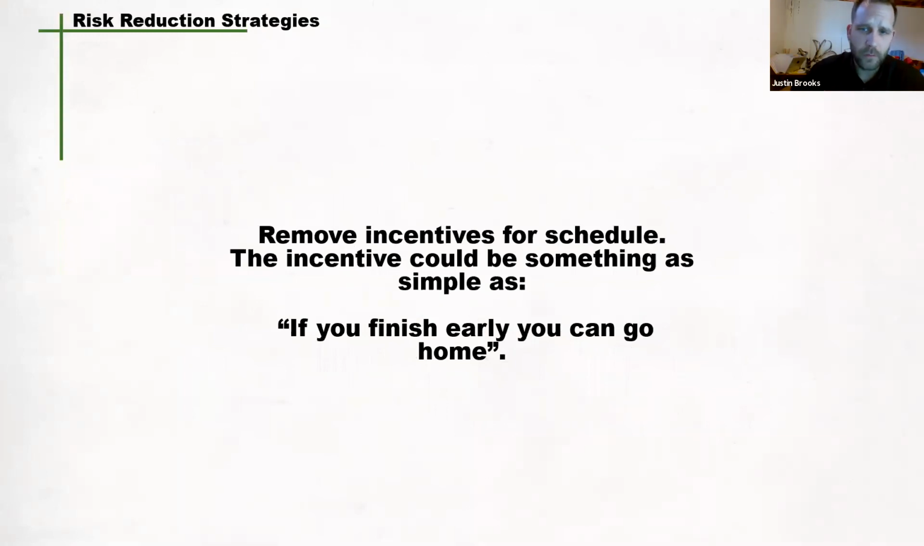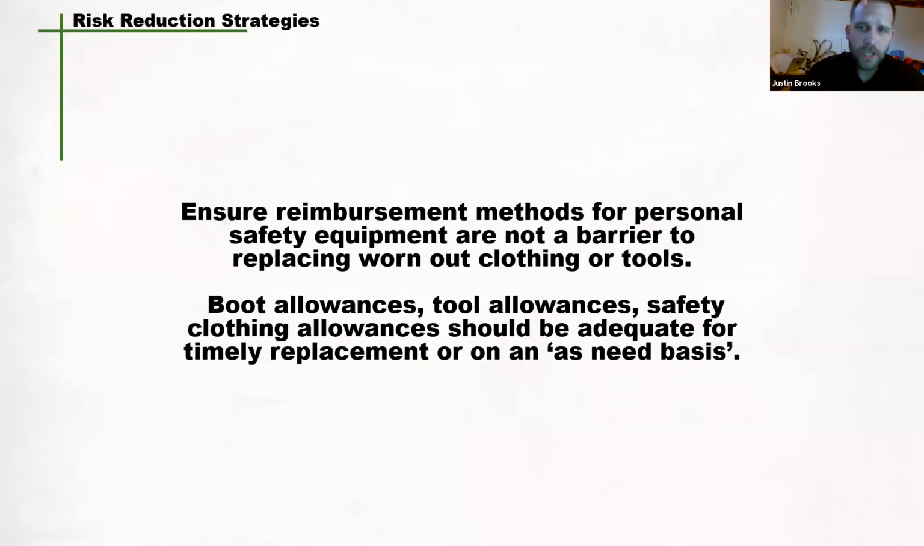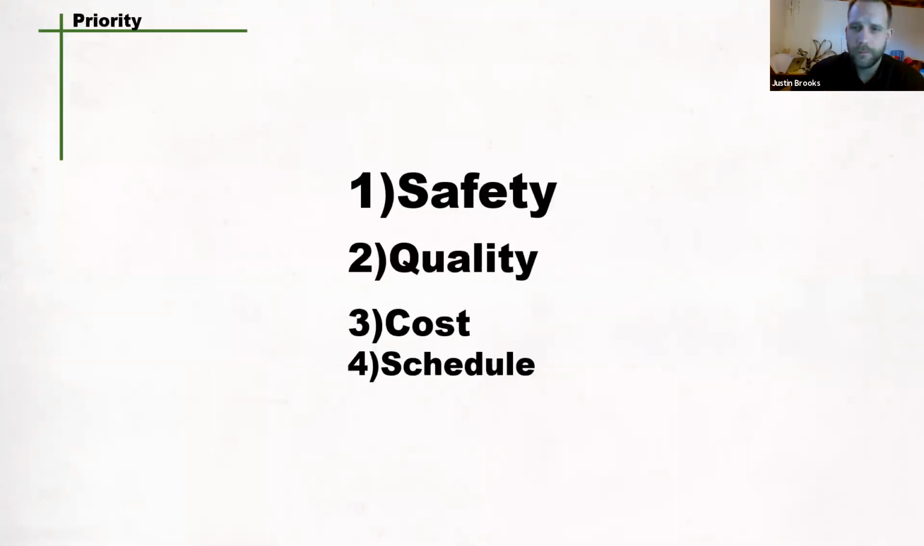Remove incentives for schedule. The incentive could be something as simple as, if you finish early, you can go home. Ensure reimbursement methods for personal safety equipment are not a barrier to replacing worn out clothing or tools. Boot allowances, tool allowances, and safety clothing allowances should be adequate for timely replacement or on an as-needed basis. When it comes to priority: safety, quality, cost, and schedule. Take note that schedule is the last of the priorities and must never take precedence over safety and quality.